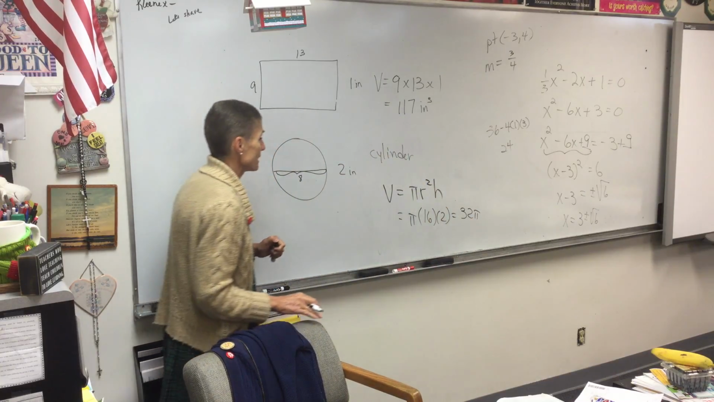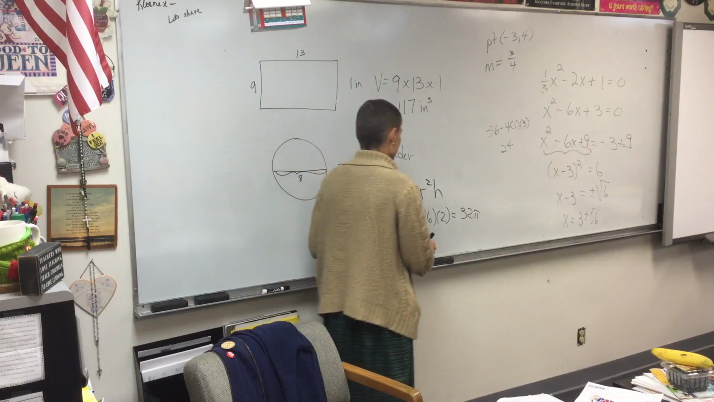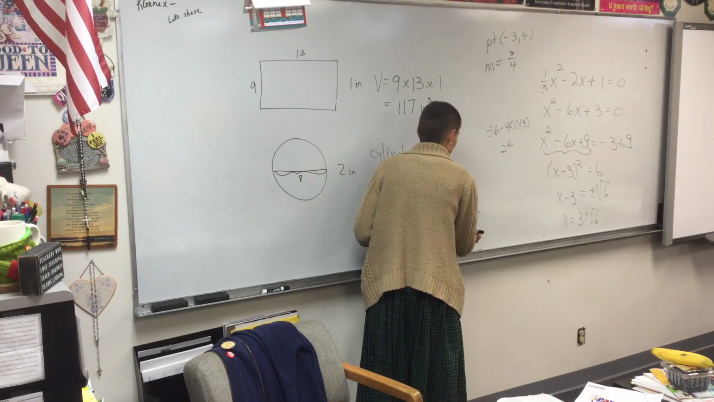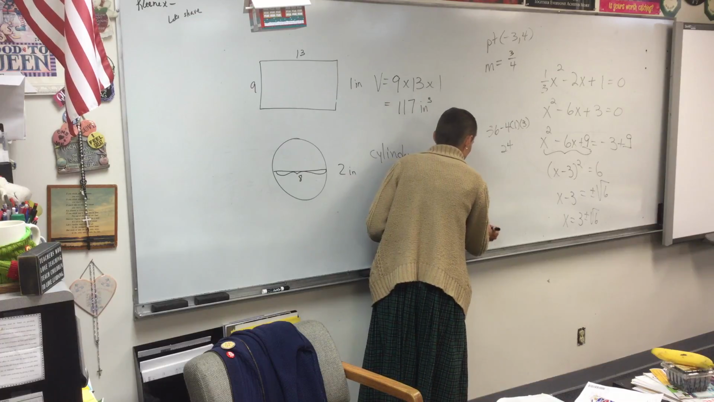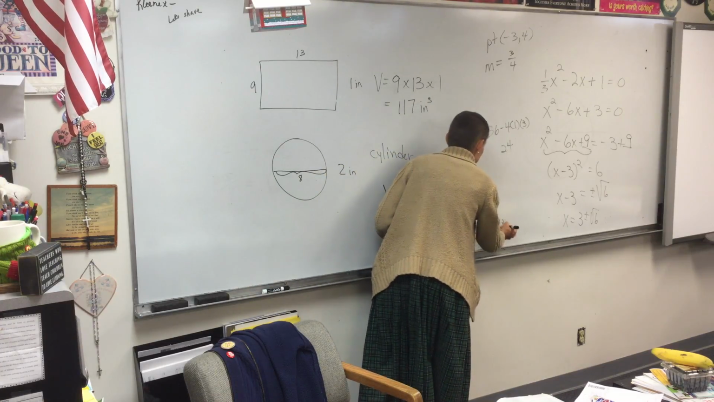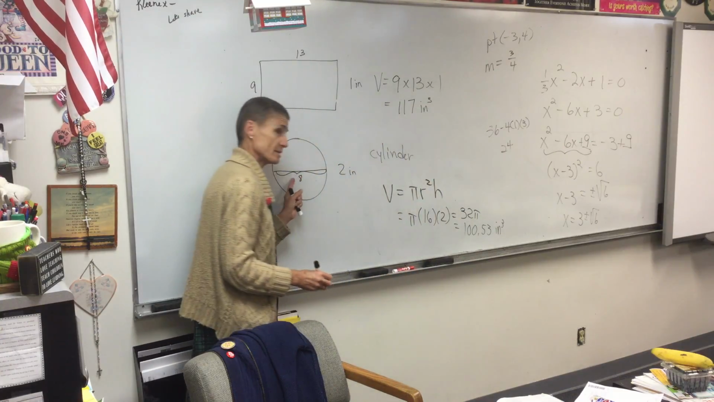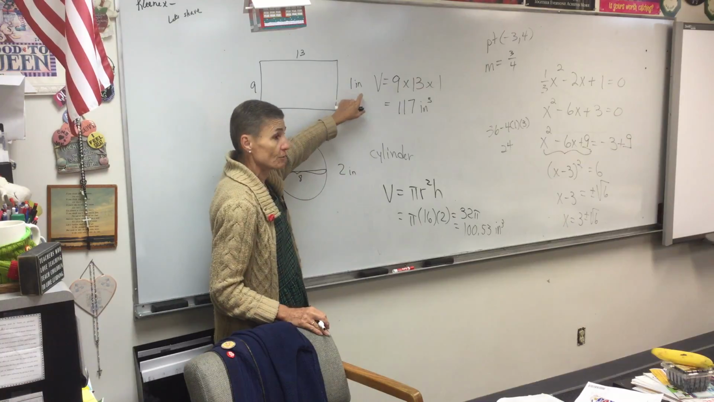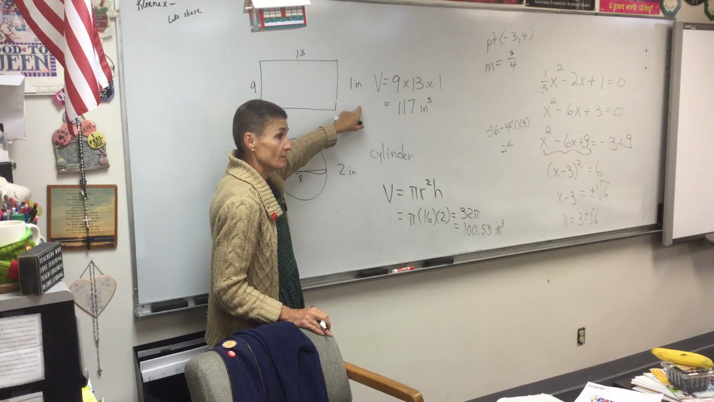All right, I need somebody to type that in on your calculator. What is 32 pi? 100.53. Okay, so 100.53 cubic inches. So chances are this cake is prettier, but if you want to get more cake for your money, you're going to buy this one.